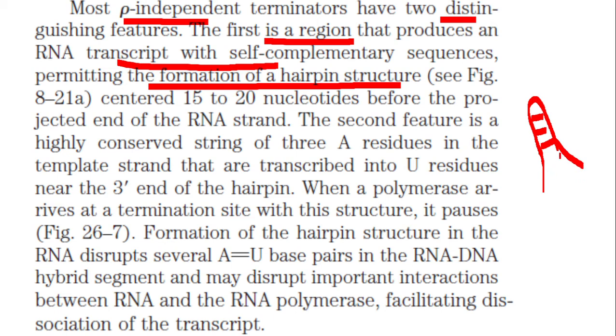Hairpin, pin on your hair, especially the girls use it, you know. It has a bend like this. So when some regions of the RNA are self-complementary, they form a double helix. I mean, they just get hydrogen bonded. Once this hairpin is formed, RNA polymerase cannot move forward and it results in termination. So this is how Rho independent termination is working.